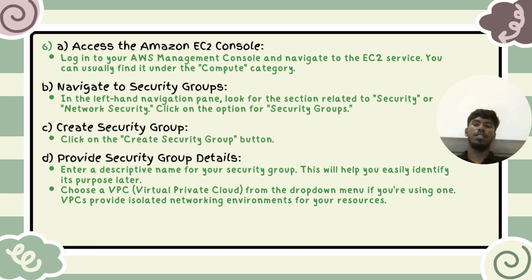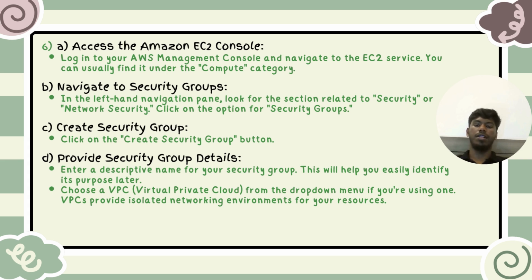Okay, sixth, access the Amazon EC2 console. Log in to your AWS management console and navigate to the EC2 service. You can usually find it under the compute category. Navigate to security groups. In the left-hand navigation pane, look for the section related to security or network security. Click on the option for security groups. Then create a security group.